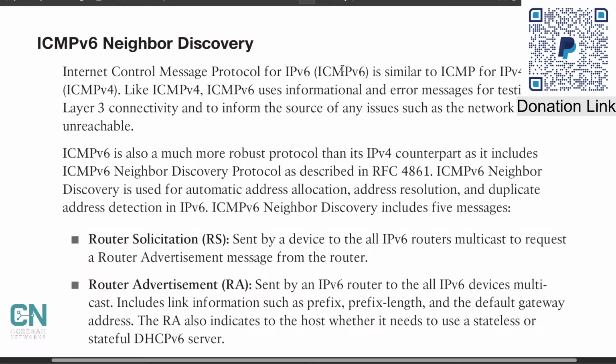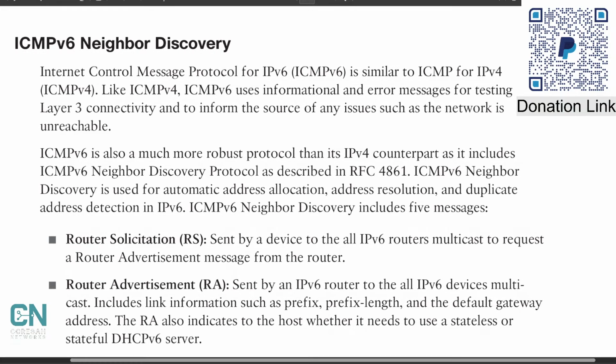Like ICMP for IPv4, ICMPv6 uses information and error messages for testing layer 3 connectivity and to inform the source of any issues, such as the network is unreachable. ICMP version 6 is also a much more robust protocol than its IP version 4 counterpart, as it includes the IP version 6 neighbor discovery protocol as described in RFC 4861.